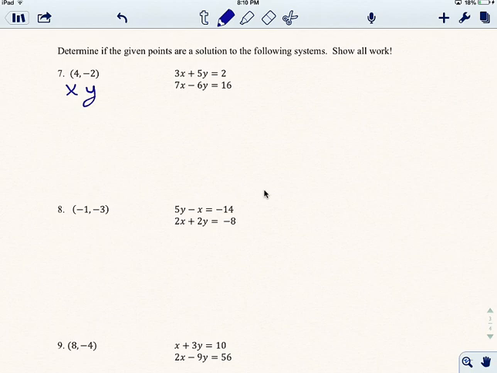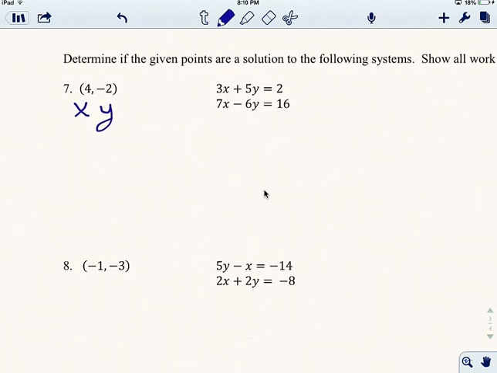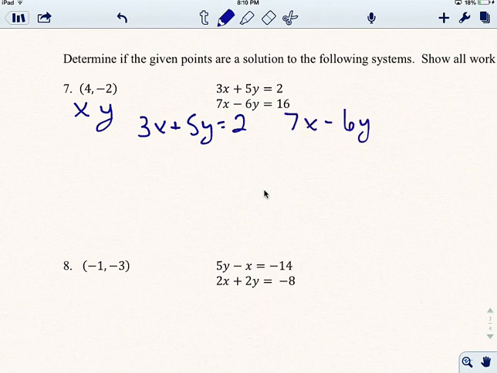So here's how we do this. I'm going to leave my x and y over there just so that I don't forget which one's x and which one's y. Now I like to rewrite both equations. So I'm going to start off with 3x plus 5y equals 2. And I'm also going to write the other one, 7x minus 6y equals 16. By the way, this is question number 7 in lesson 42 homework. Okay, so I've got both my equations.